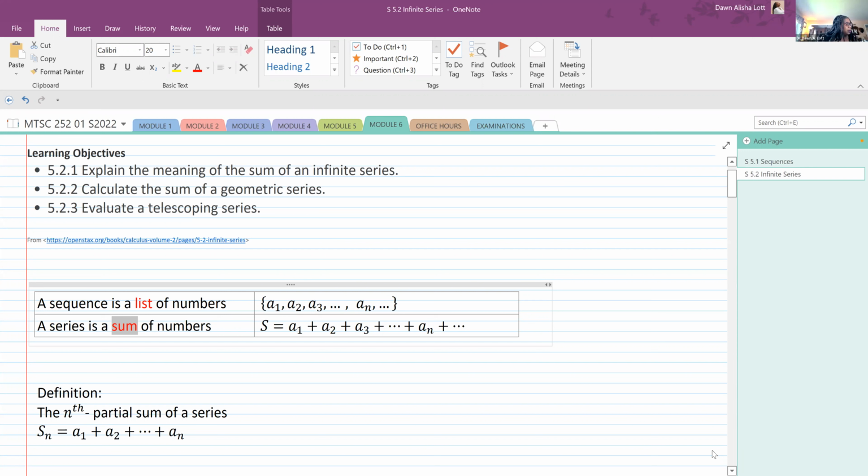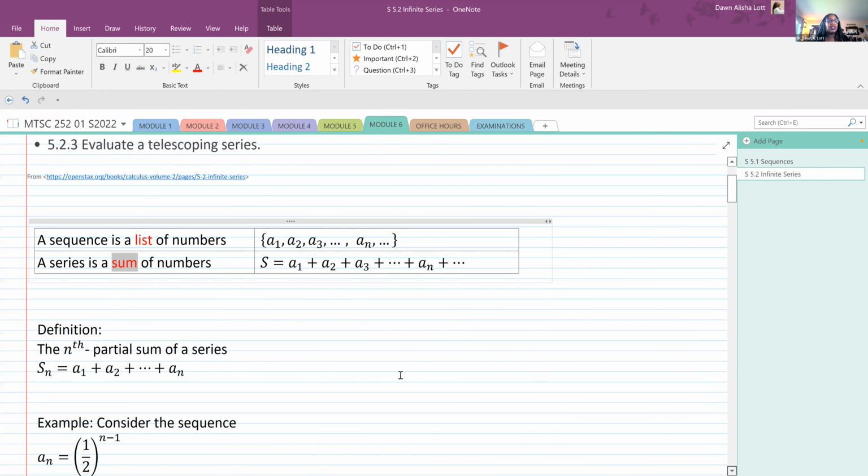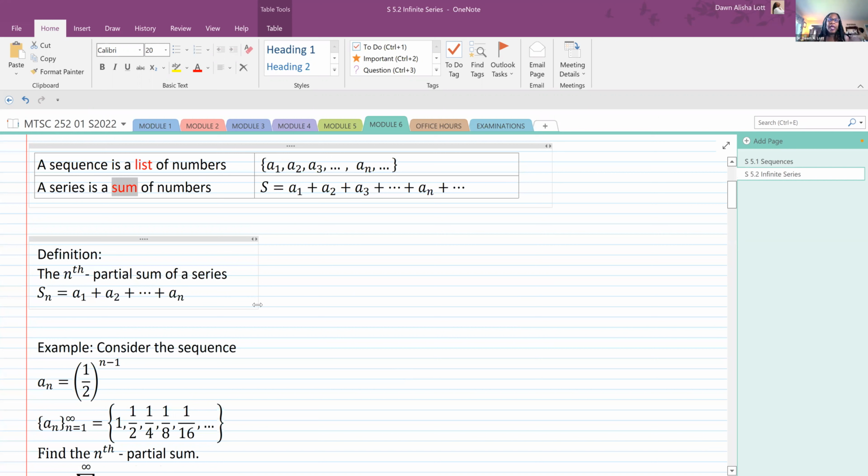Okay, so I have a definition here. What we want to talk about is an nth partial sum. The nth partial sum means let's just sum up only the first n terms. We're not talking about summing up the entire series. We are only talking about summing numbers 1 through n.